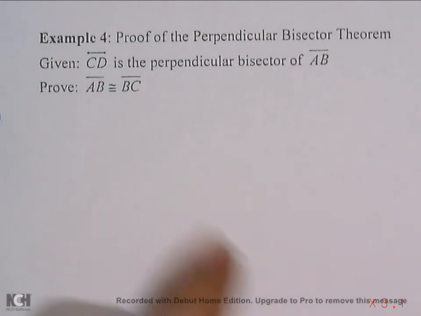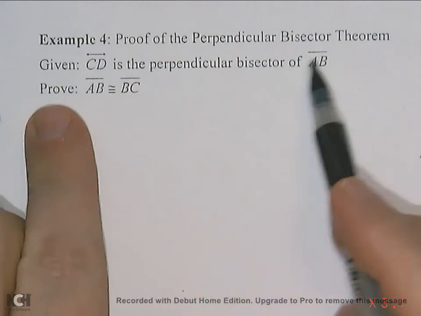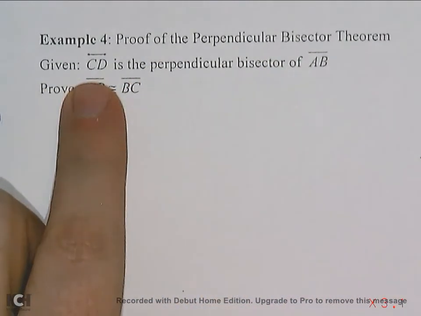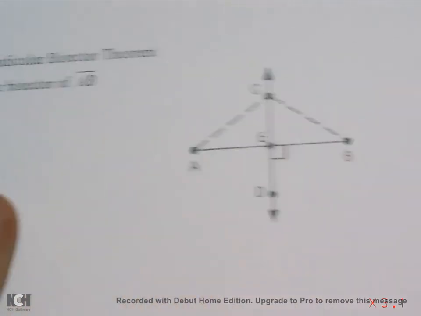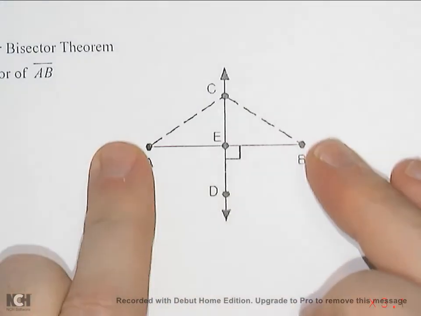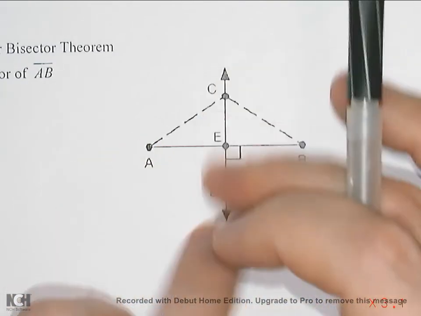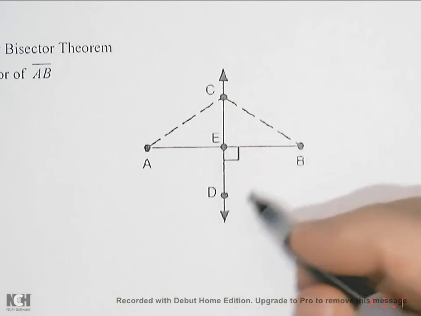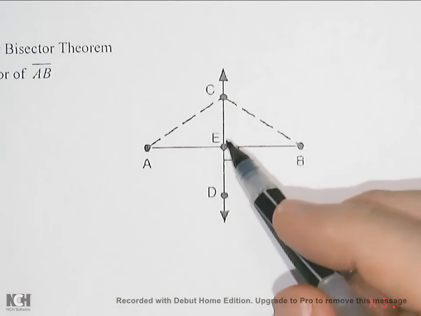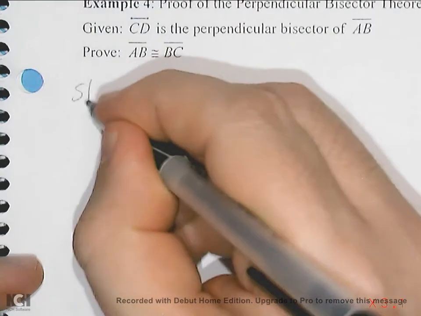So this one wants me to prove the perpendicular bisector theorem given CD is perpendicular bisector of AB. Okay, so this one actually has the diagram all labeled. So AB is my line segment, CD is the bisector, and it's perpendicular. So that means that it's intersecting at exactly 90 degrees, and it's bisecting AB, which means it's cutting it in half, right? So let's set up our statements.